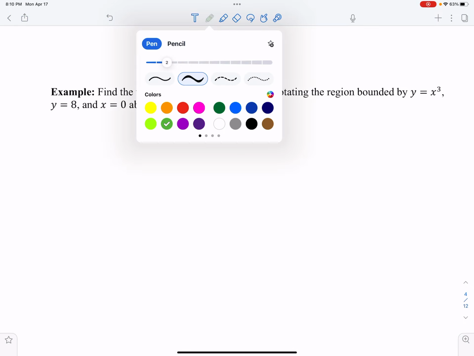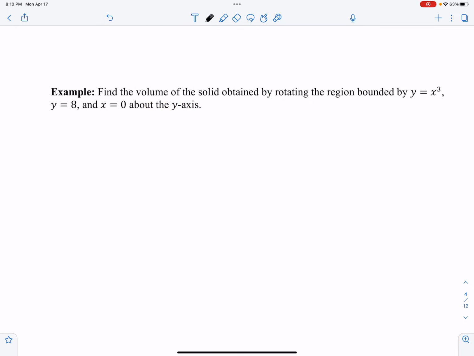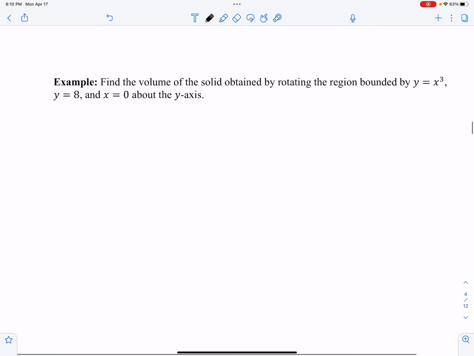Okay, this next example, we are thinking about generating a volume from rotating the region bounded by y equals x cubed, y equals 8, and x equals 0 about the y-axis. So this is different.